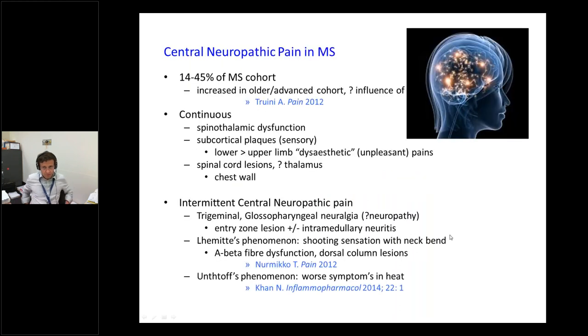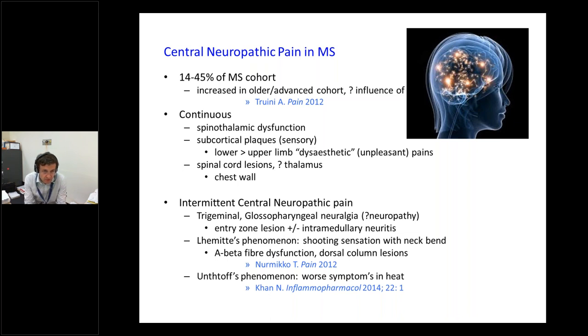So the biggest pain issue we deal with in MS is central neuropathic pain. And this is influenced by disease-modifying drugs. I put that picture there incorrectly, but 14 to 45% of the MS cohort. So you're looking at an average of sort of 20 to 40%, and it increases the longer you go.